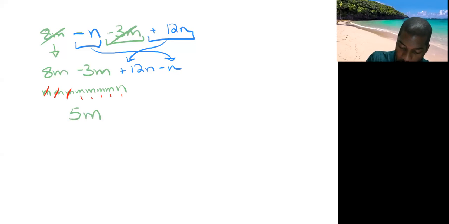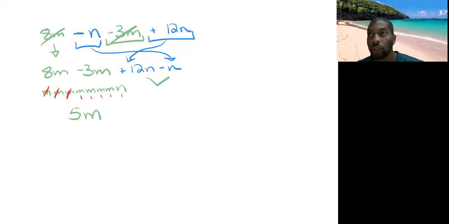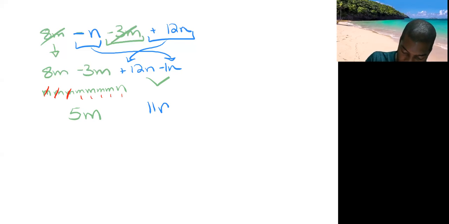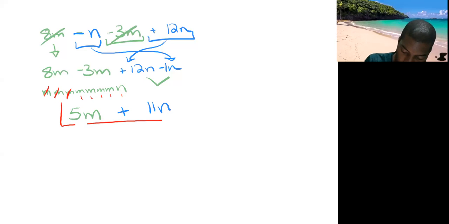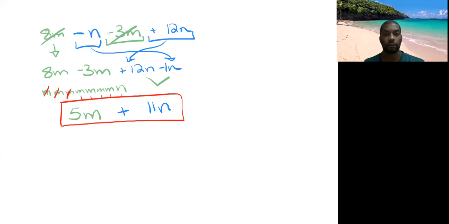Over here, if I had 12 ninjas, and I took away one ninja because that's just one n, right? One ninja. How many ninjas would I have left? Well, you'd have 11 ninjas left. You'd have 5 mangoes plus 11 ninjas. And you can't combine ninjas and mangoes because those aren't the same thing. So therefore, you're done. Let's try one more.